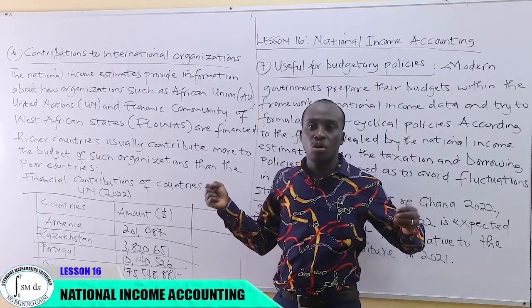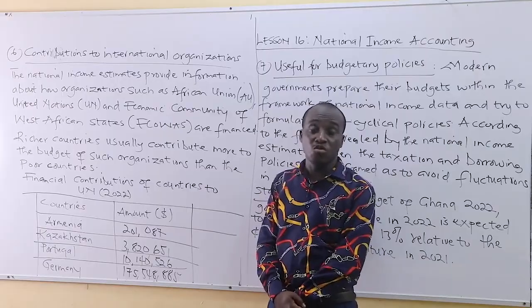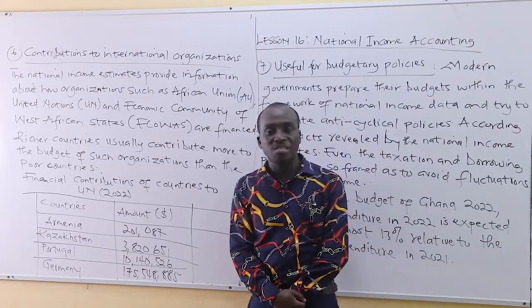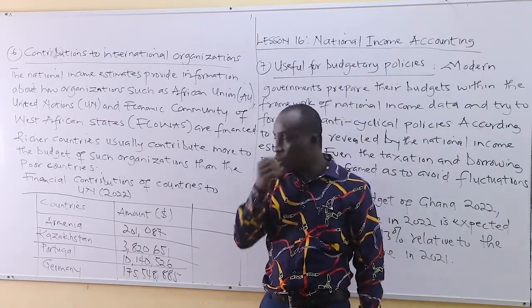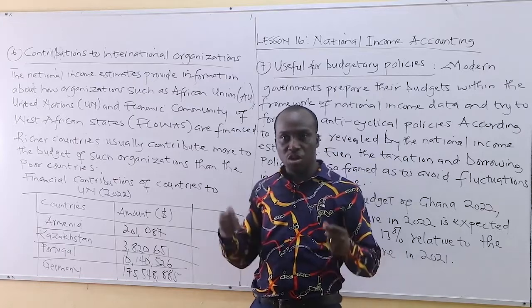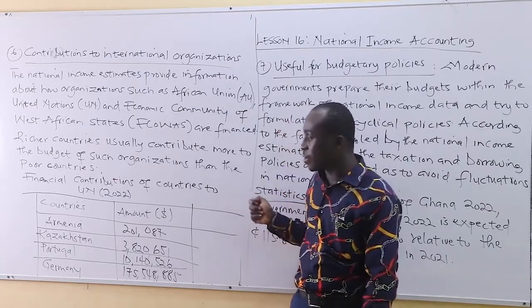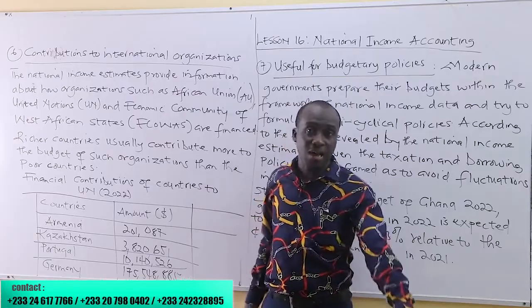Every country in the world will contribute their quota to it. You make a contribution when it belongs to the group. The contribution they make is based on the country's per capita income. So if Ghana wants to give money, it has to pay contributions to the UN, ECOWAS, and those bodies, based on its per capita income. Countries that are richer pay higher than countries like Ghana that are less rich.